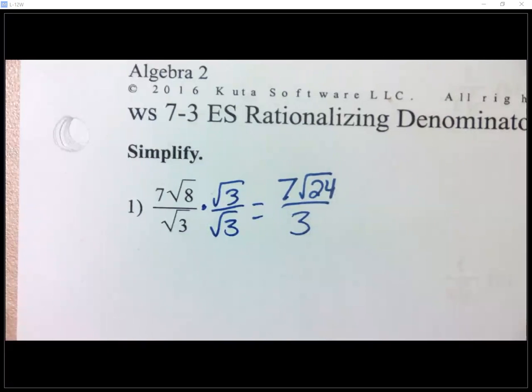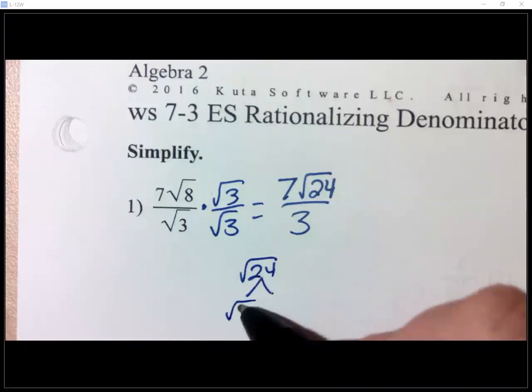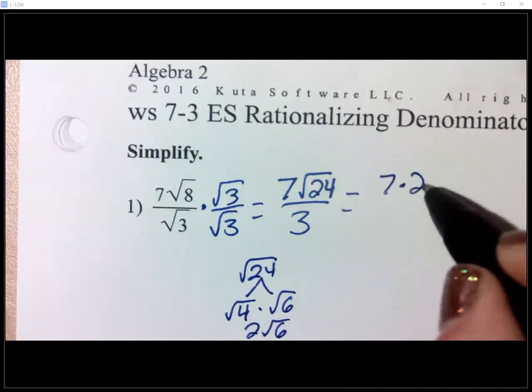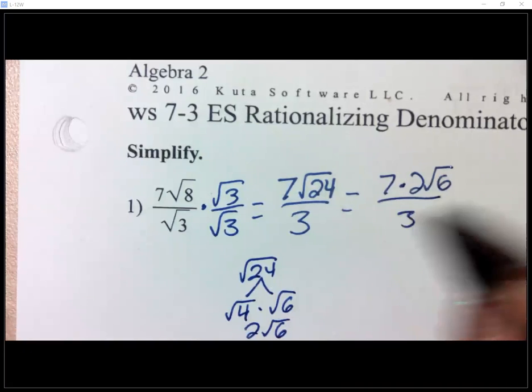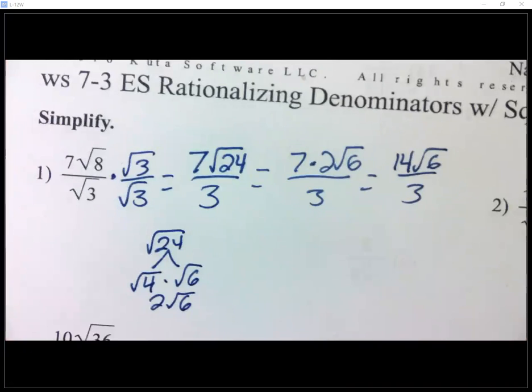So the square root of 24, I'll just go over here real quick to simplify that. That would split into square root of 4, square root of 6. So I really have 2 √6 for that thing. So this is now 7 times 2 √6 over 3, which is just 14 √6 over 3. Okay, that's old news. We have done that. Just refreshing your memory kind of how that works.